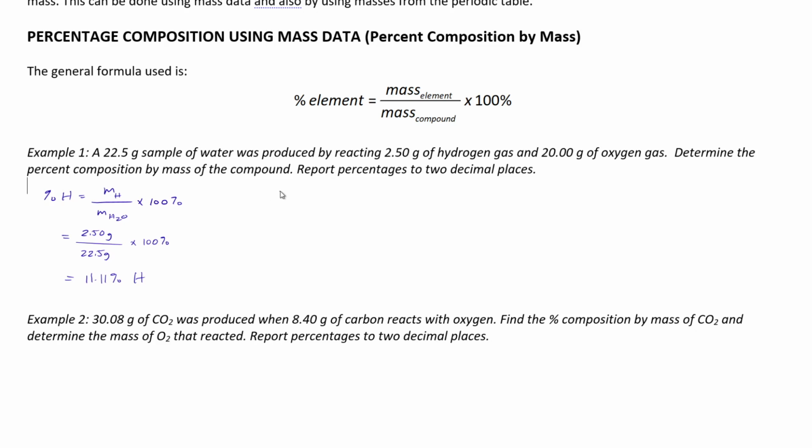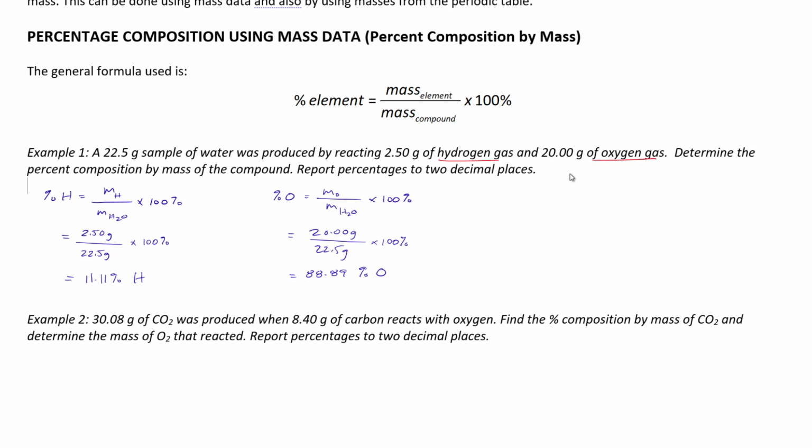If I wanted to find oxygen, I would do the same thing. Mass of oxygen over the mass of water times 100%. And we'll do this calculation quickly first, and then I'll show you another way of arriving at the percentage composition of oxygen in water. So here we go, times 100%. And there we have 88.89% oxygen.